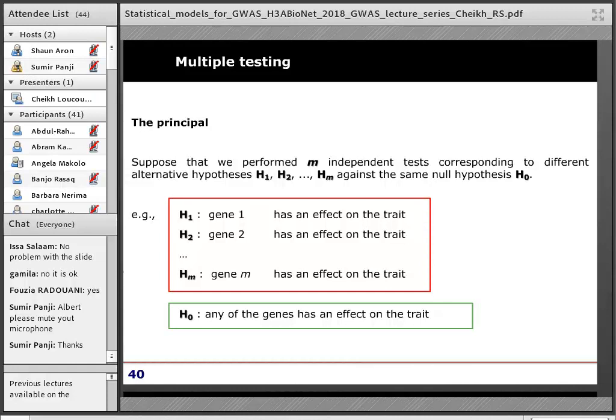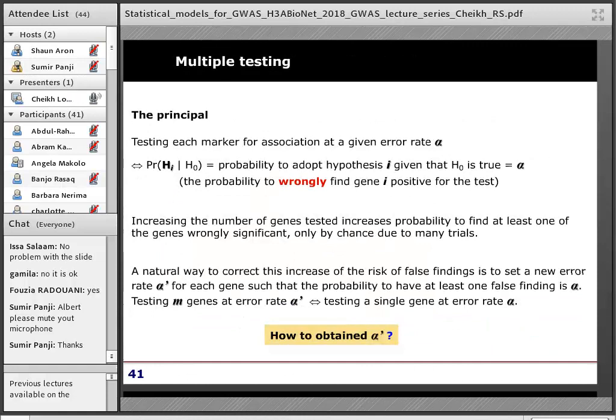Here, H1 is, for example, the gene 1 has an effect on the trait. H2 is the gene 2 has an effect on the trait, etc., until HM is the gene M has an effect on the trait. And H0 is that none of the genes has an effect on the trait. So you are testing if you will see at least one gene associated with your trait.